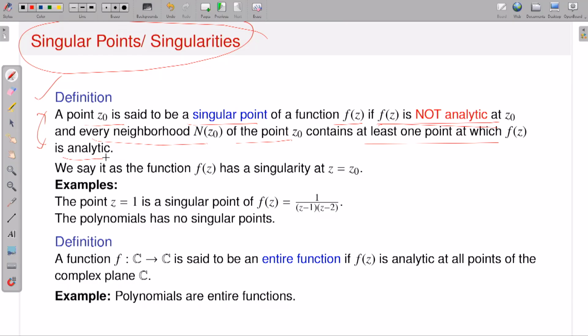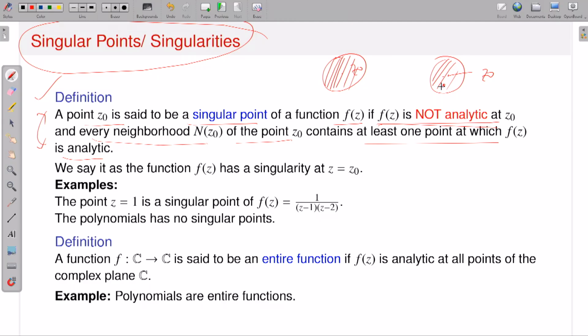So what is the meaning of analyticity at a point? If I talk about analyticity at a point z0, if you remember, I defined that analyticity at a point means there exists a neighborhood where at each point my function should be differentiable, right? Now what is the definition of a singular point? A point is called a singular point, that means it is not analytic. So what is the negation of that? That means whatever neighborhood I take at the point z0, I should have at least one point where my function is not differentiable. That is the meaning that my function is not analytic, right?